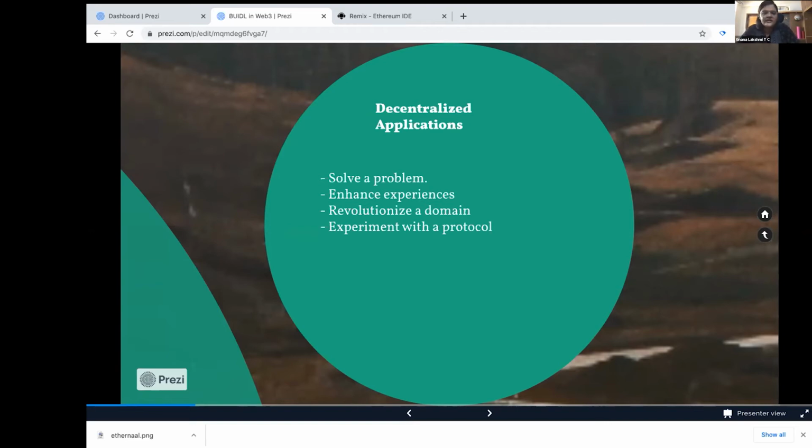The last but not the least is you want to experiment at the protocol level itself. You want to go to the protocol, you want to understand more deeply how the engineering of the protocol works, and you want to experiment with the protocol. In that case as well, you can build decentralized applications to experiment with different protocols that you're interested in.